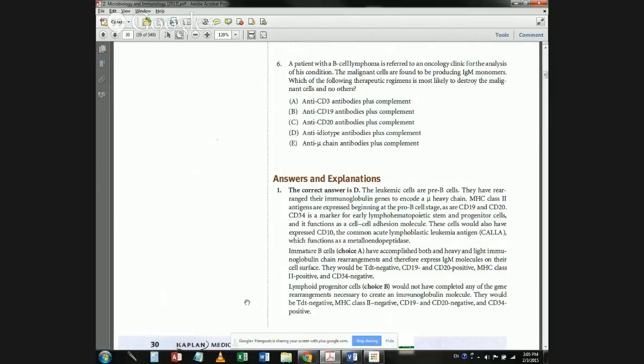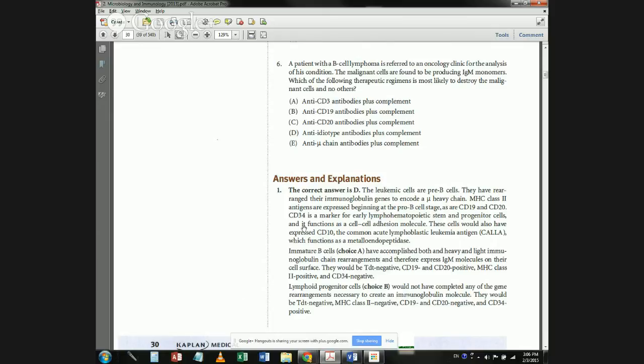CD34 is a marker for early lymphohematopoietic stem and progenitor cells, and it functions as a cell-to-cell adhesion molecule. These cells would also have expressed CD10, the common acute lymphoblastic leukemia antigen, which functions as a metalloendopeptidase. Okay.